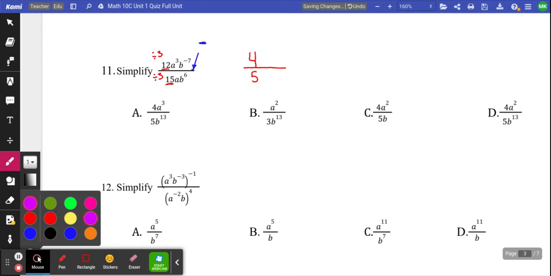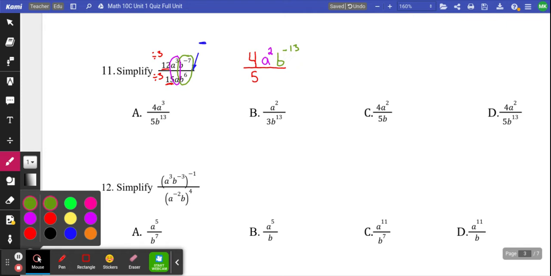Then you're going to do your A's. So a to the 3, a to the 1. You subtract the exponents, becomes a to the 2. Then you're going to do your B's. B to the negative 7 minus 6 will become b to the negative 13. Negative 7 minus 6 is negative 13.